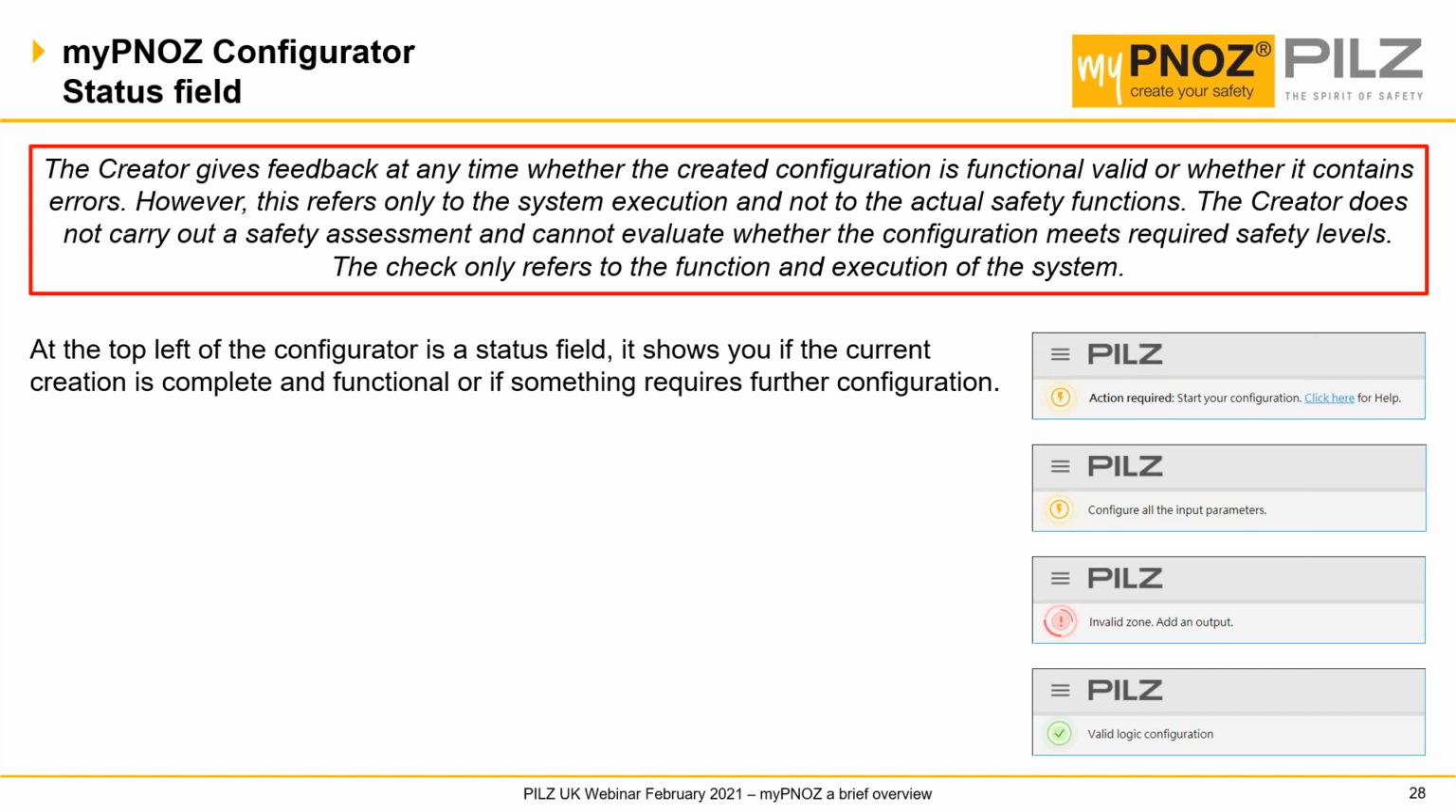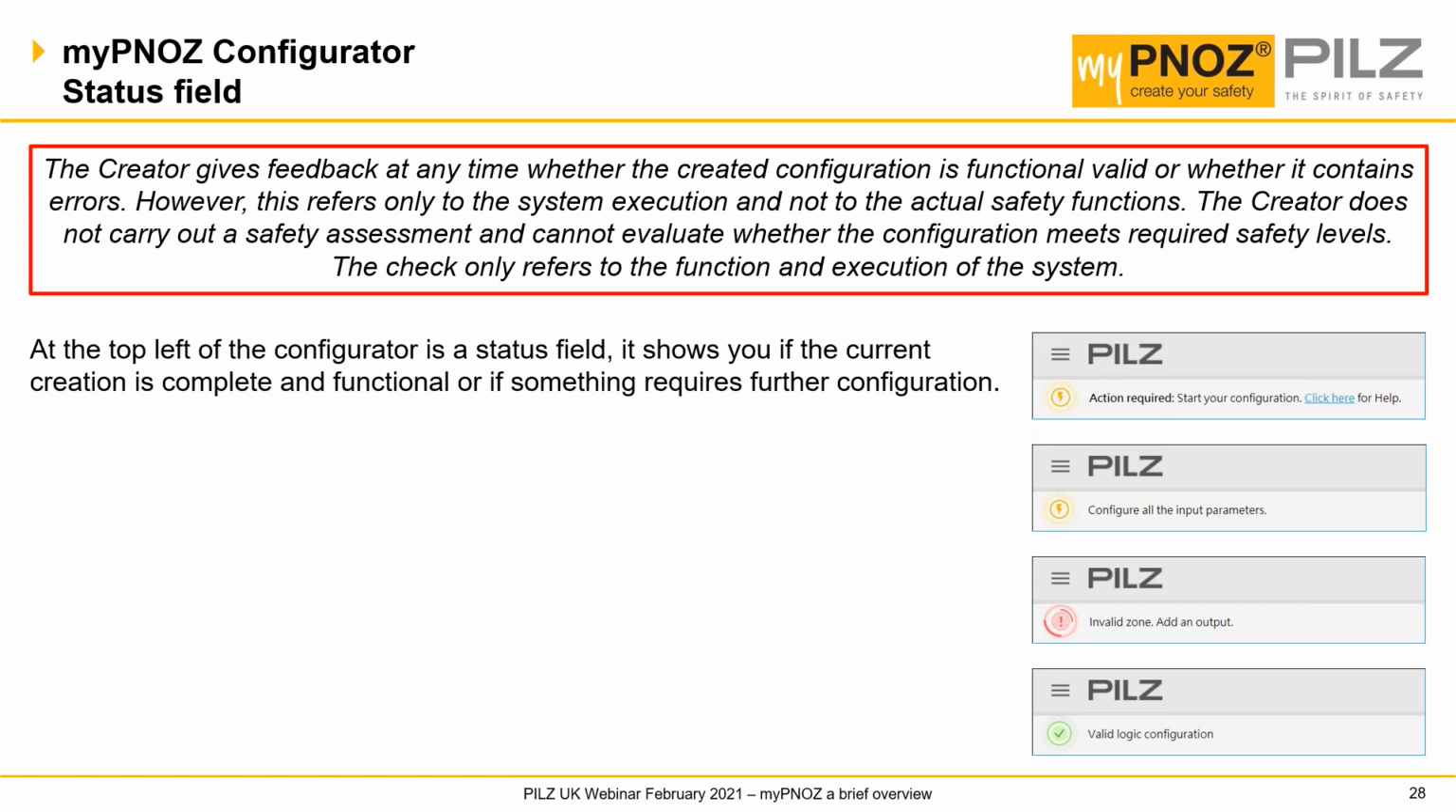The status field. At the top left of the configurator is a status field. This changes as the configuration is modified to show whether the created configuration is functional or whether it contains errors. This, however, only refers to the system execution and not the actual safety functions of your safety-related control system. The configurator does not carry out a safety assessment of the system and cannot evaluate whether the configuration meets the required safety levels. The status check only refers to the function and execution of the logic system.